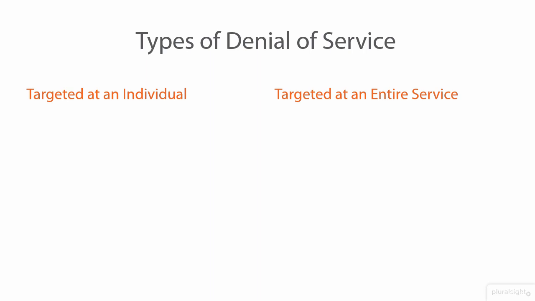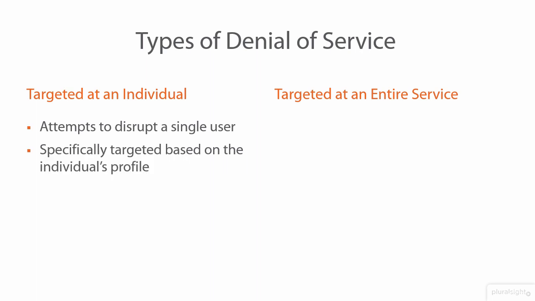So firstly, when we're talking about targeting at an individual, we're talking about attempting to disrupt just a single user. Now inevitably, for an attack of this type, it is very specifically targeted. There is something about this individual that's causing the attacker to single them out. So for example, perhaps the victim of an attack is an opponent in a gaming system, and the attacker wants to knock them offline so that they can't compete against them.